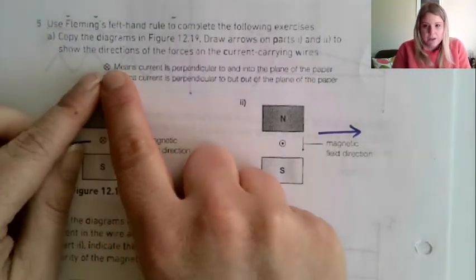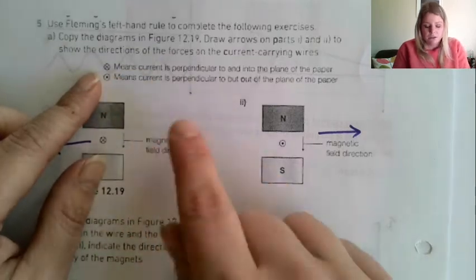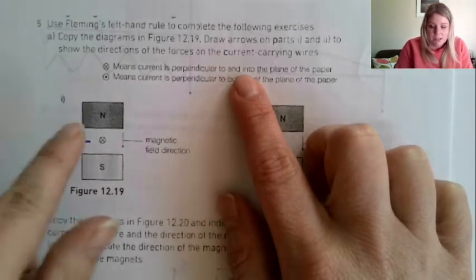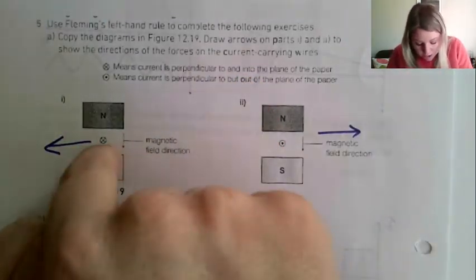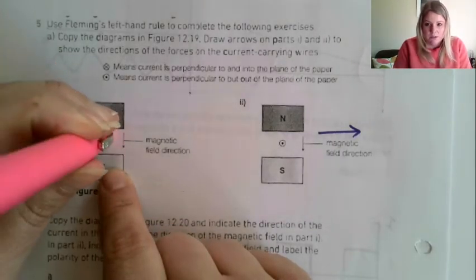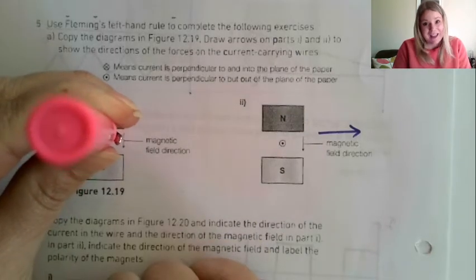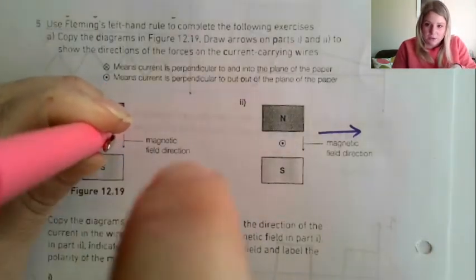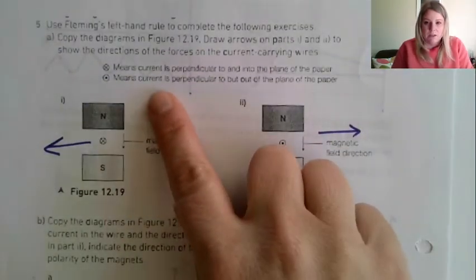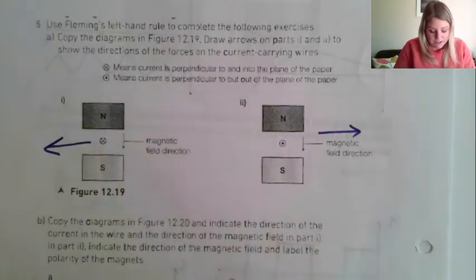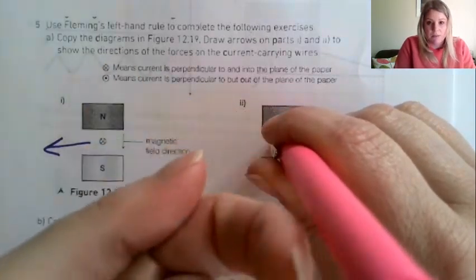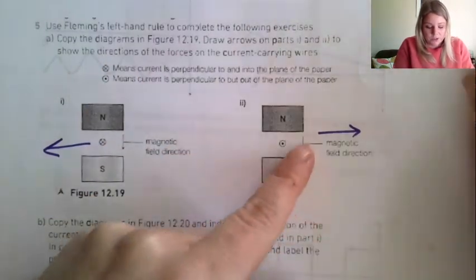If we have the circle with the wee X in it, that means the current is perpendicular to the page, going into the page. So this one is like you're looking down the end of a wire. Suppose the pen is the wire, you're looking down, and the current is going down into the page. The circle with the wee dot in it means current is perpendicular to and out of the page. Here again, my pen is the wire, but this time the current is coming up out of the page. So I'll show you how I figured these out.